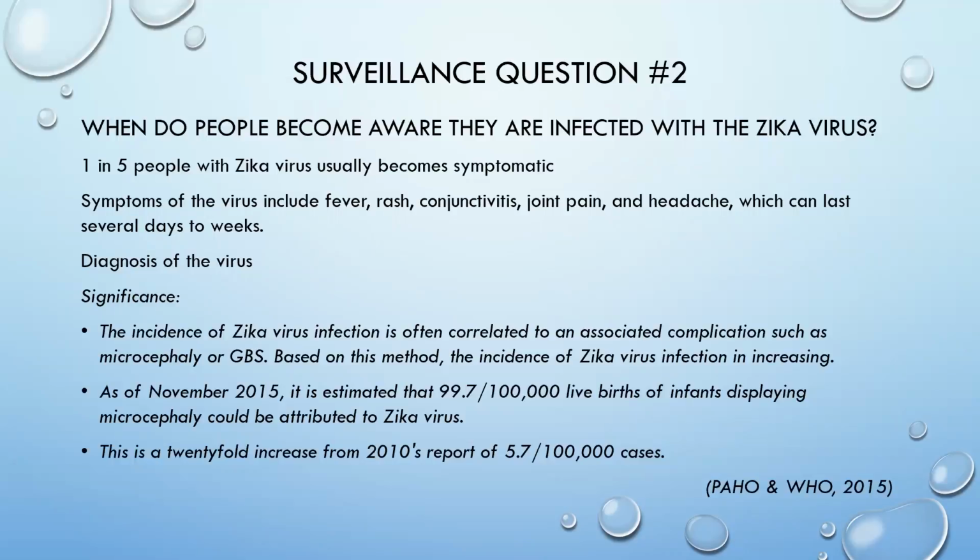So the significance is that the incidence of the Zika virus infection is often correlated to an associated complication, such as microcephaly or Guillain-Barré syndrome. Based on this method, the incidence of the Zika virus infection is increasing. As of November 2015, it is estimated that 99.7 cases per 100,000 live births of infants displaying microcephaly could be attributed to the Zika virus. This is a 20-fold increase from a 2010 report which listed 5.7 cases per 100,000.